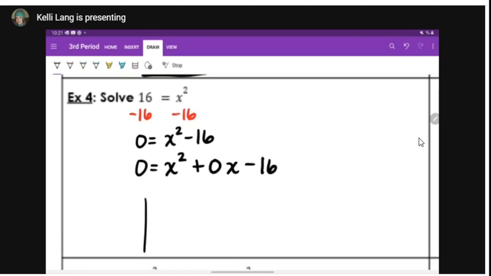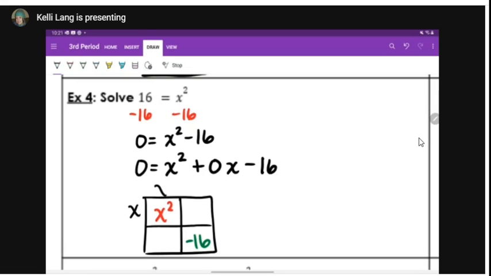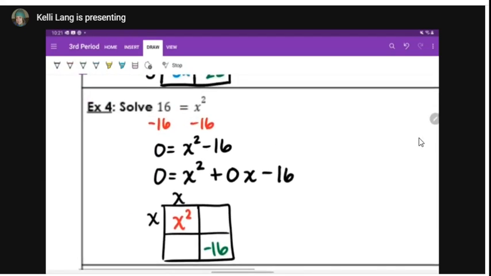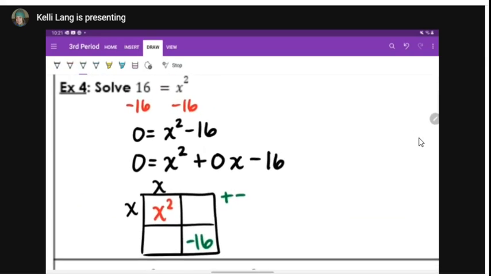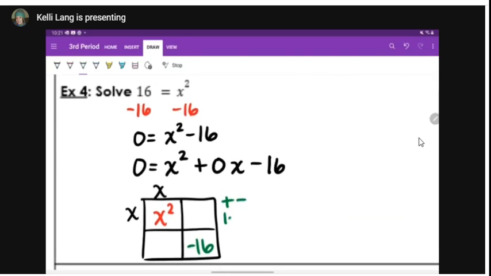And let's factor. In our top left box, we'll put x squared. Bottom right box, negative 16. Time to factor. So the negative 16x on the bottom right will have to be made up of the product of a positive and a negative. So 1 plus, 1 minus. And the numbers could be 1 times 16, 2 times 8, or 4 times 4.